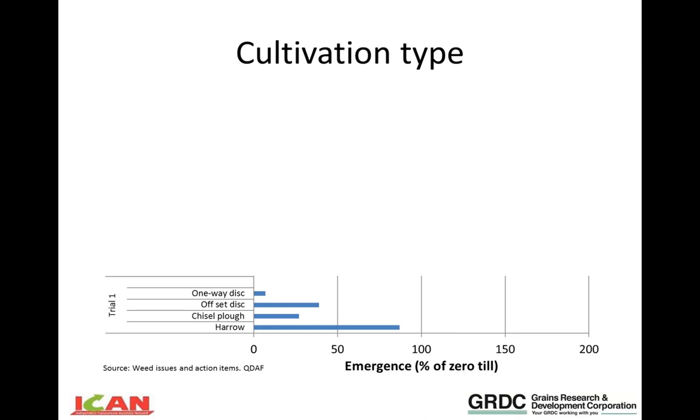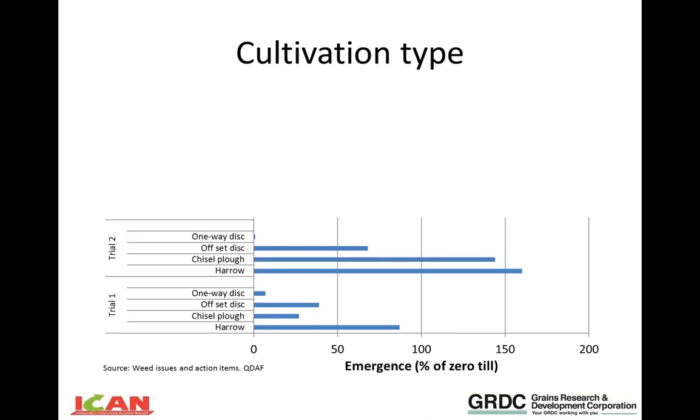So I'll be going through this one trial at a time because we did get different results across the trials. So the first one we're looking at, trial 1, you can see the blue bars there. All of them are below the 100%. That 100% represents the emergence that we found in zero-till plots. So in trial 1, we found a reduction in sowthistle emergence as a result of all the different tillage types. So Erica, if we go to the second year. Now this is trial 2.